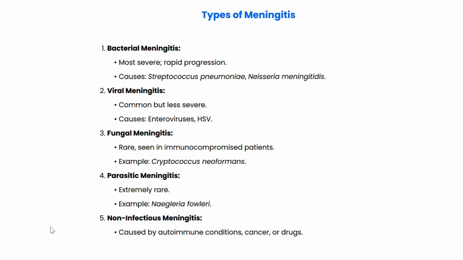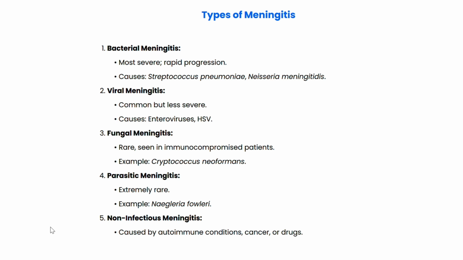Viral meningitis. This is more common but less severe compared to bacterial meningitis. Viruses like enteroviruses, herpes simplex virus, and mumps virus are common culprits. Although most cases resolve on their own, some require antivirals. Fungal meningitis, rare but serious. This type typically affects people with weakened immune systems, such as those with HIV or AIDS. Cryptococcus and Candida are common fungal pathogens.